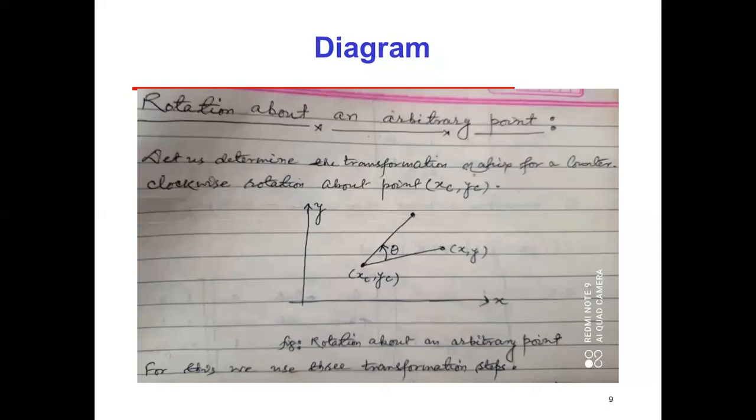Suppose we want to rotate our object about an arbitrary point, then what will happen? Now we are considering (xc, yc) as the arbitrary point. We want to rotate our object about this point (xc, yc). I am considering the case of the xy plane, the 2D case.